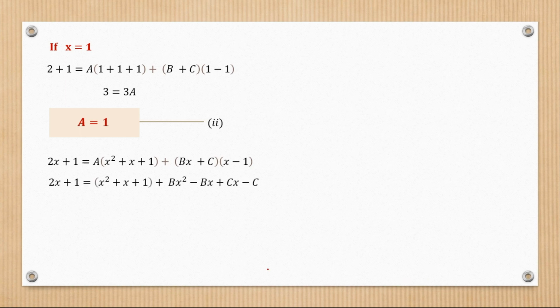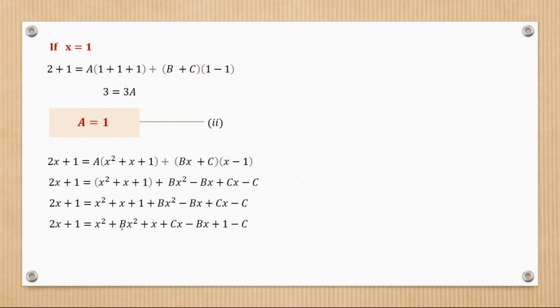But we can also multiply these two brackets, and we have bx squared minus bx plus cx minus c. Then we can see this is what we have. So now let's collect terms that have the same powers of x. So this is what we have: x squared plus bx squared plus x plus cx minus bx plus 1 minus c. Now when you group them, this is what we end up having.